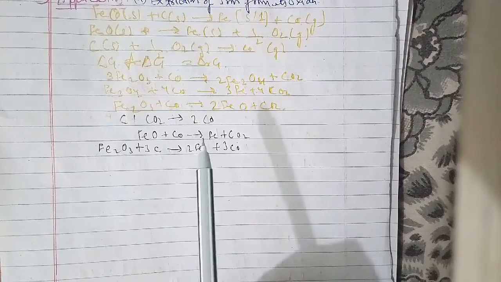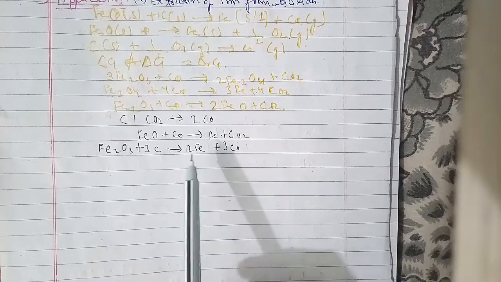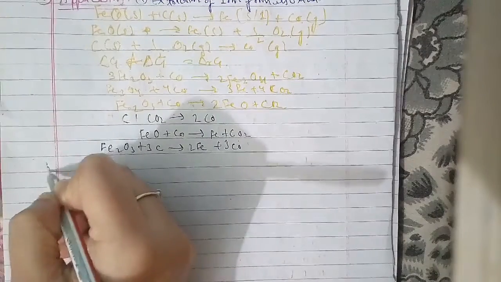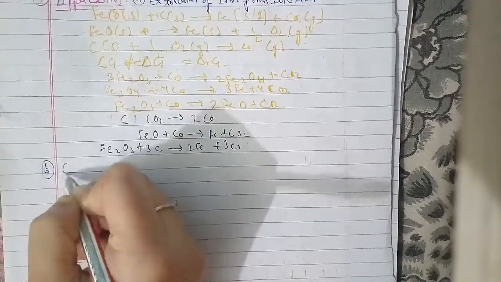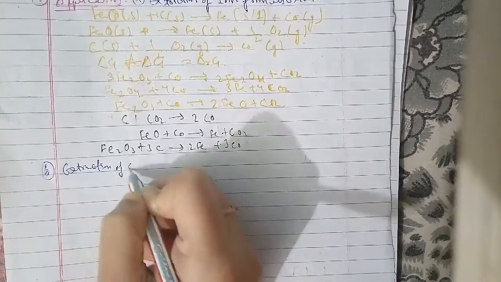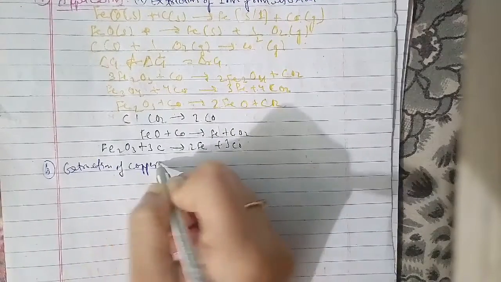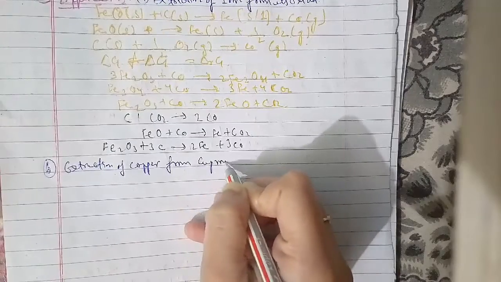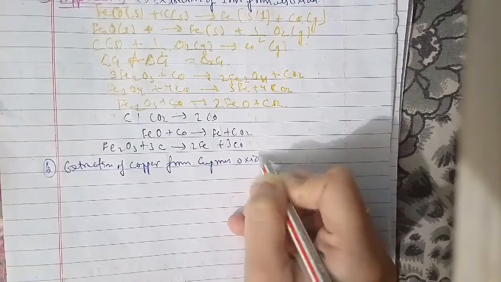First we have extraction of iron from iron oxide, and the second we have the extraction of copper, which is in the same case, the extraction of copper from cuprous oxide, which is your copper(I) oxide as well, that we have to talk about here.